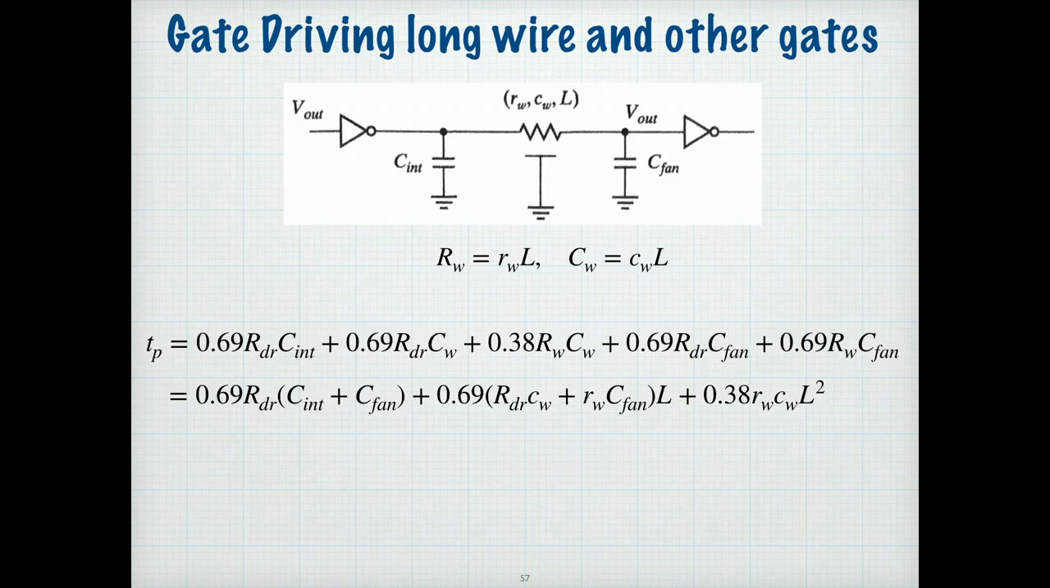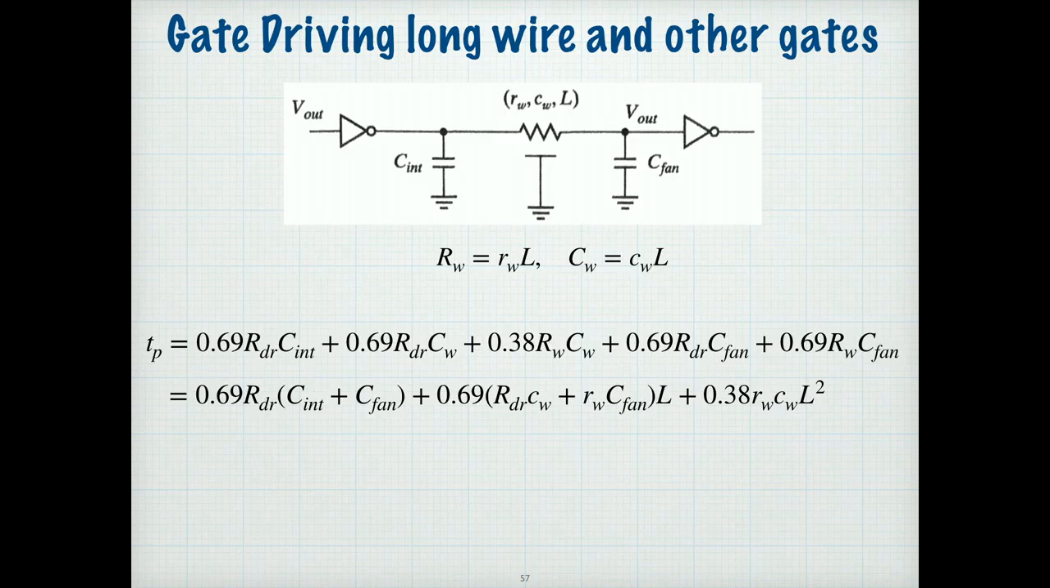The first term is the resistance of the driver, that's the driving gate here, times its internal capacitance. Okay, so that's one term. Another term is the resistance of the driver times the total capacitance of the wire, right? Then we're going to have this 0.38 times the wire resistance times the wire capacitance. That was from the previous slide. It's that term. Then we have 0.69 times the resistance of the driver times this capacitance.